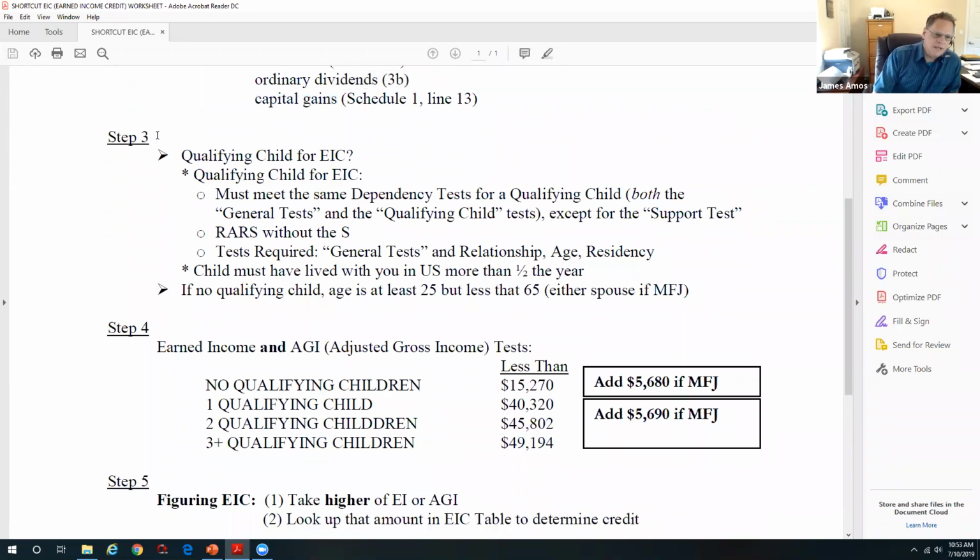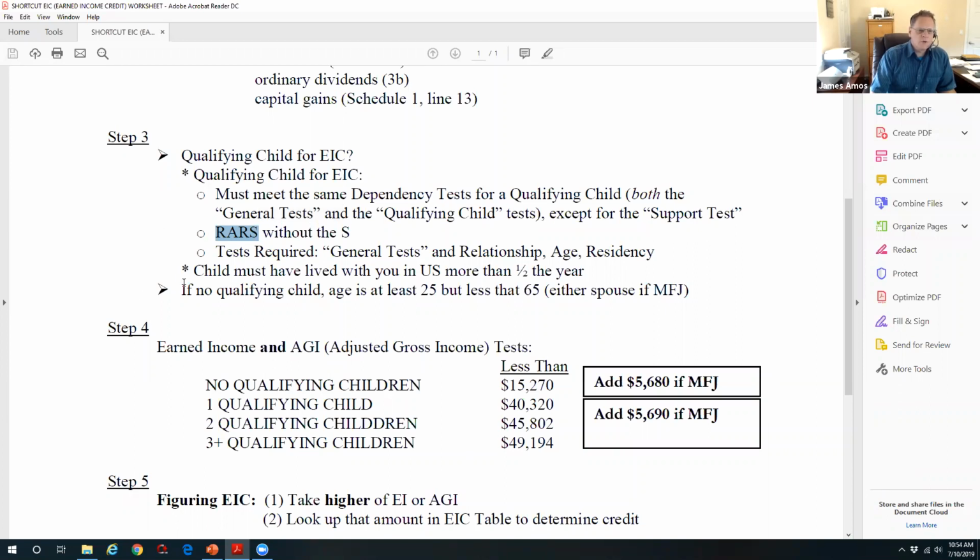In step 3, you've got to find out if you have a qualifying child or not. How do you know? That is somebody who is a qualifying child by definition, except for the S. So in other words, the general tests plus relationship, age, and residency, or general tests plus RARs without the S. If you have a qualifying child, then you qualify, and you can go to step 4.